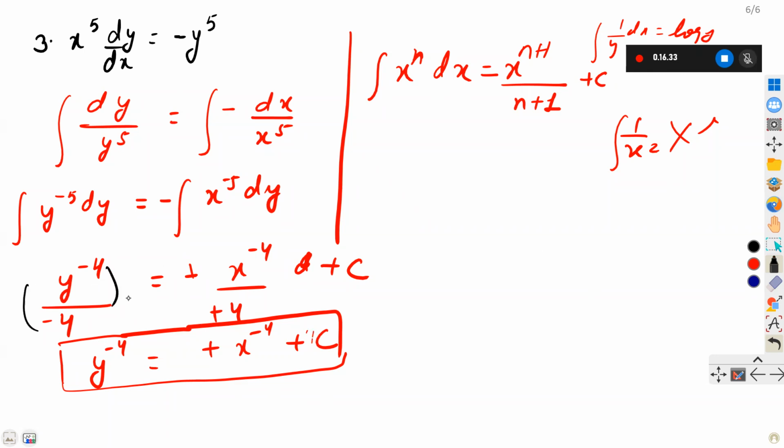So what we did, we multiplied minus 4 here, and we should multiply minus 4 here to get minus 4c, no? Yeah. So is it wrong to just write plus c here? I don't think so, because we don't know what the constant is.